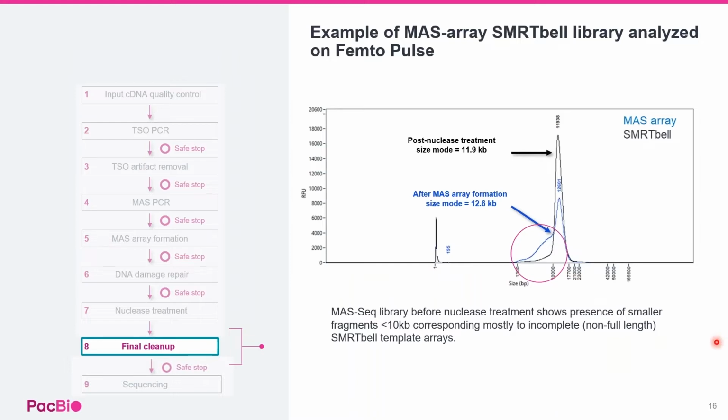This is an example Femto Pulse trace of a final SMRTbell library, where the blue trace represents the sample post-MAS array formation, and the black trace represents the final SMRTbell post-nuclease treatment. You can see that there is a significant shoulder of smaller fragments less than 10 kb shown in the blue trace, which corresponds mostly to incomplete SMRTbell arrays, which are significantly removed in the trace post-nuclease treatment.